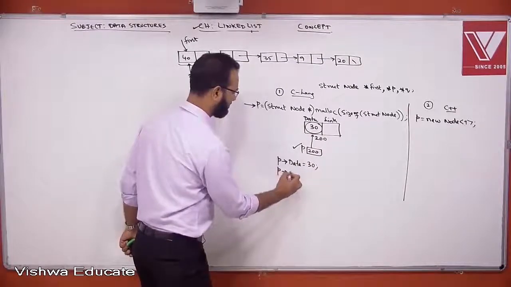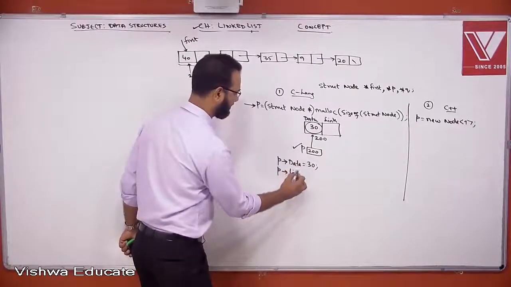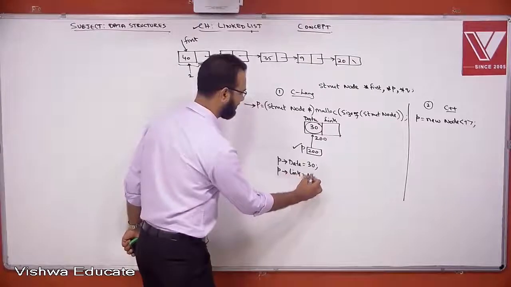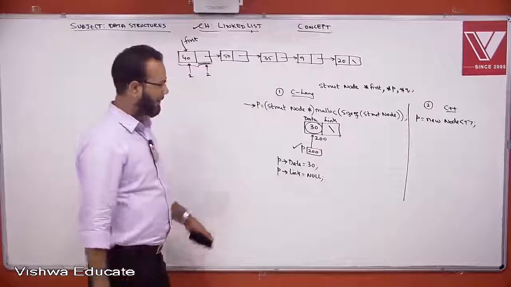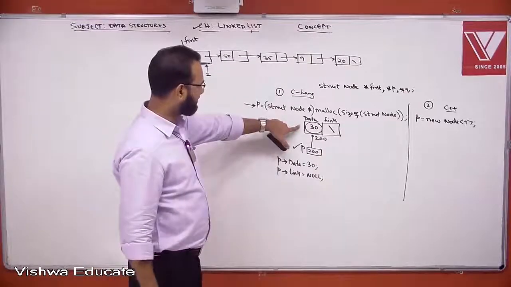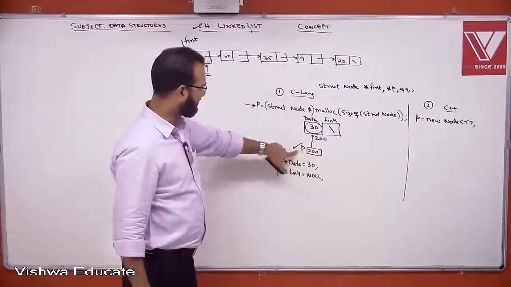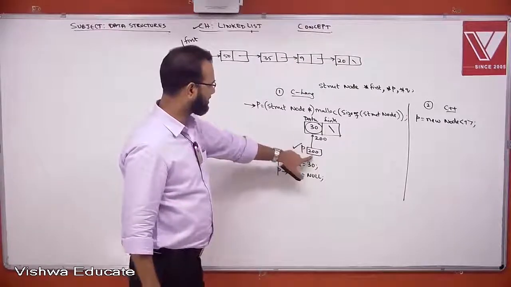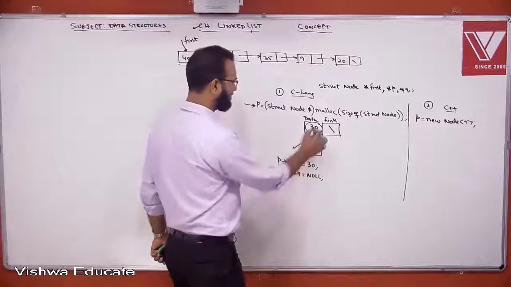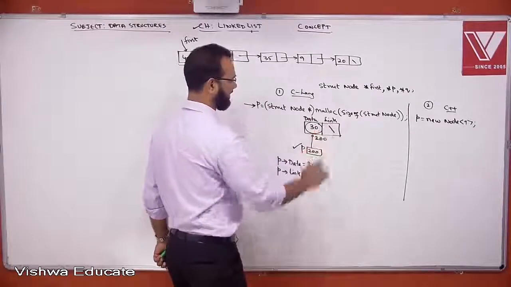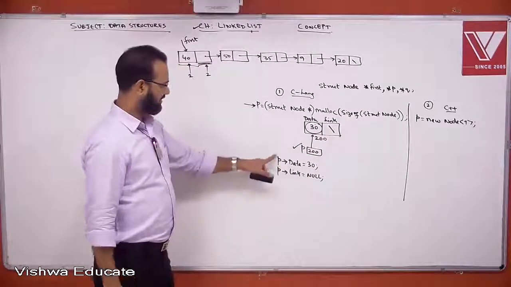P arrow, next part is link, is equals to null. So null is assigned. When the node is created, the memory address is now in P. Whenever I say P, it is 200. So P of data means 30, P of link means null. Three things are there here.